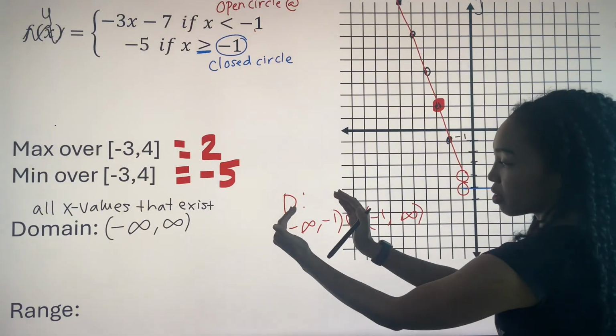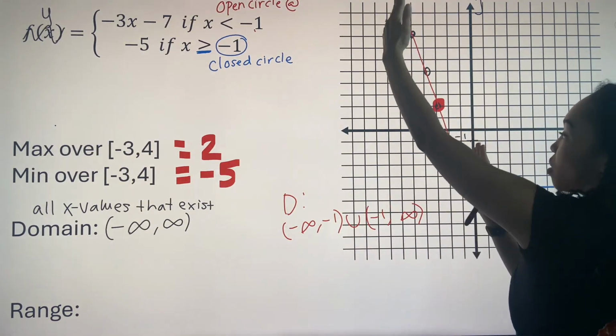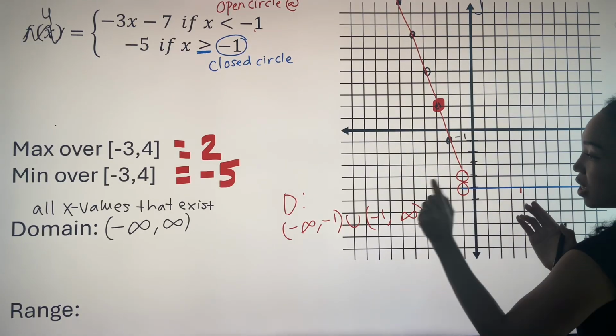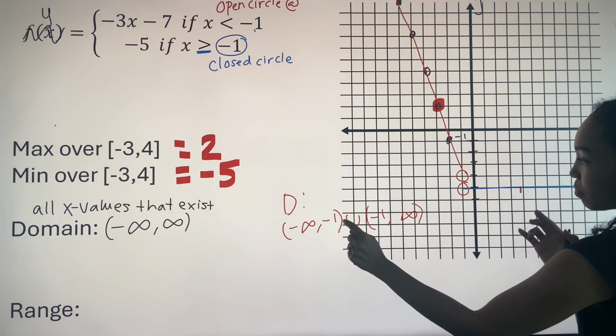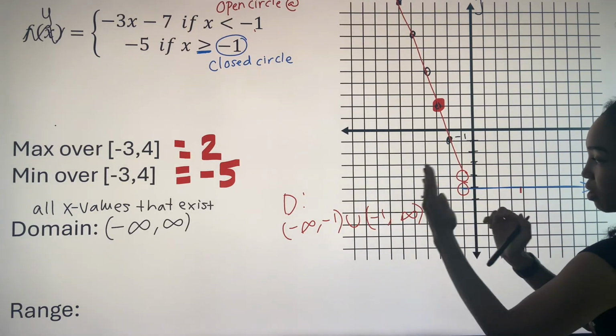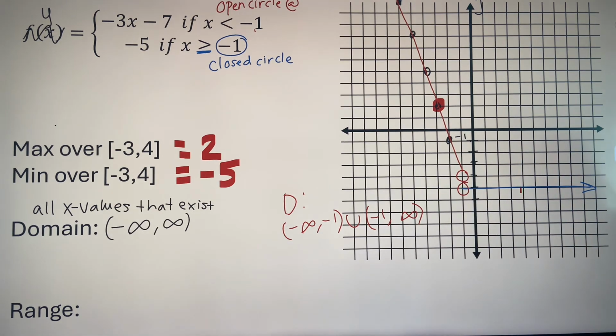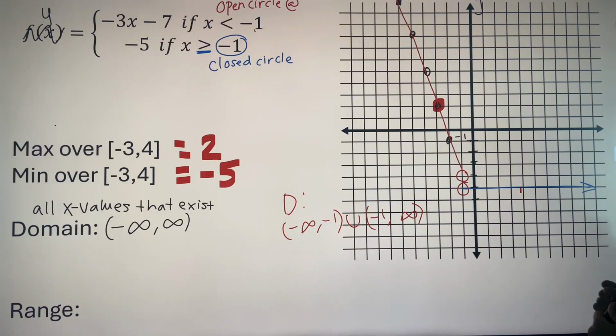So this part of your domain, -infinity to -1, covers these x values all the way up until -1. It's a parenthesis because there's a hole there. You cannot equal -1. And then this part of the line is represented right here in the domain from -1 to infinity. That's if there was no closed circle at all.